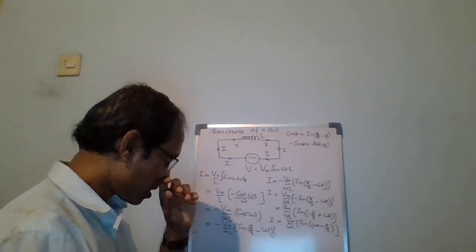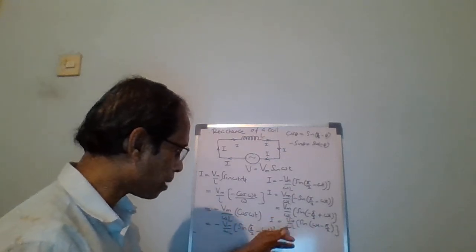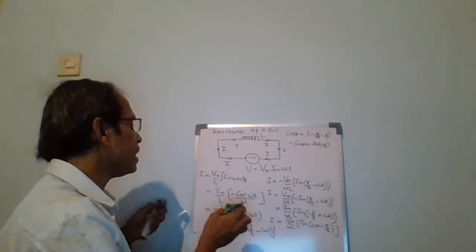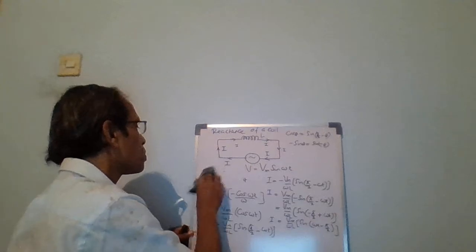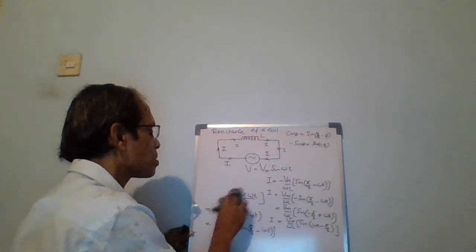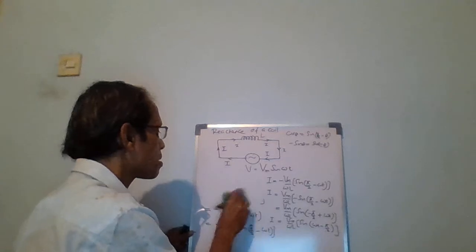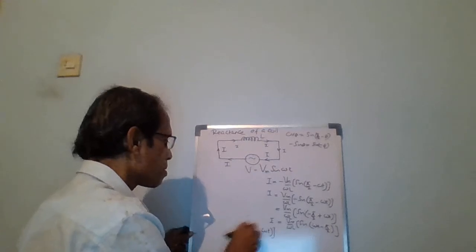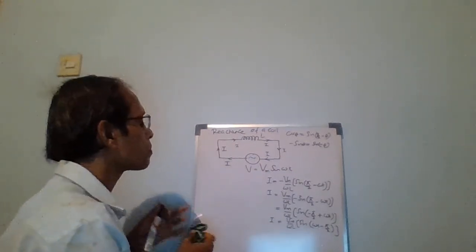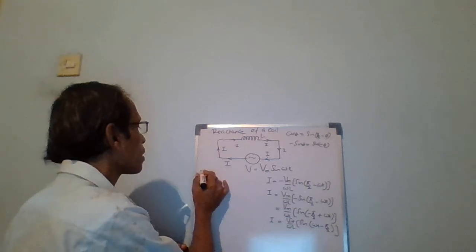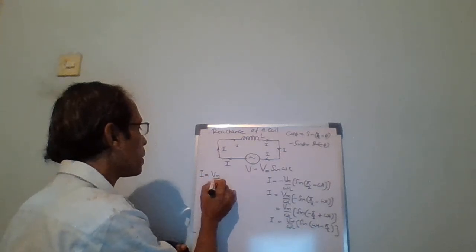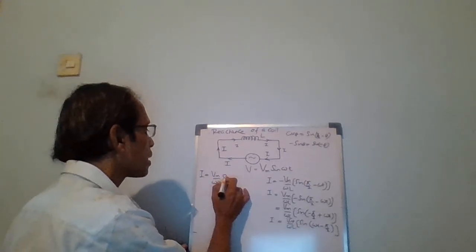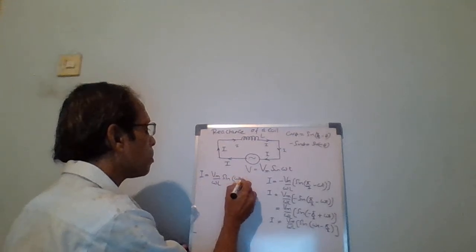And here now we know I is equal to Vm divided by omega L sin(omega t minus pi divided by 2). We can write I is equal to Vm divided by omega L sin(omega t minus pi divided by 2).